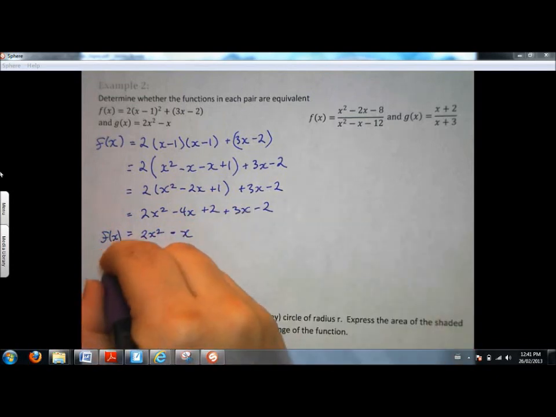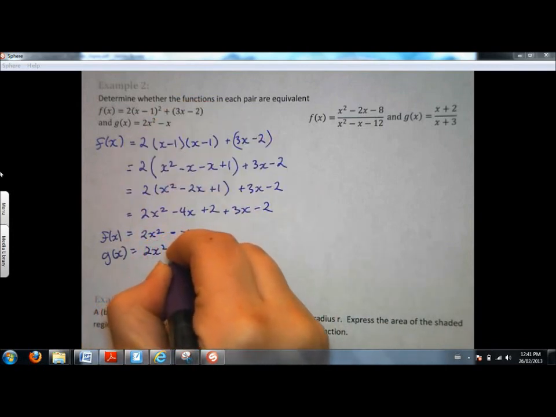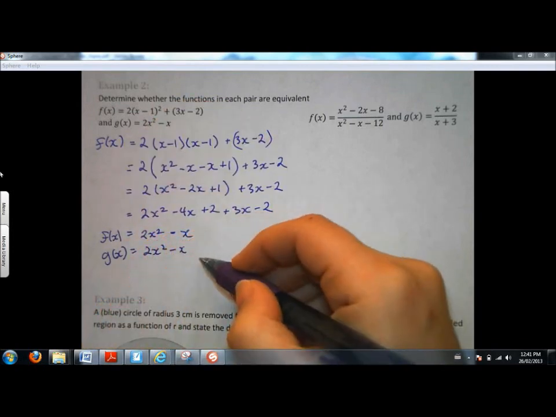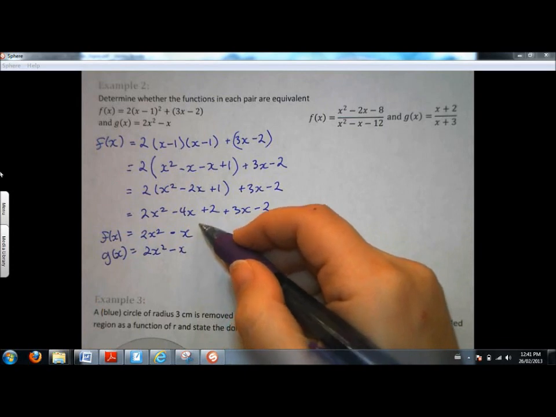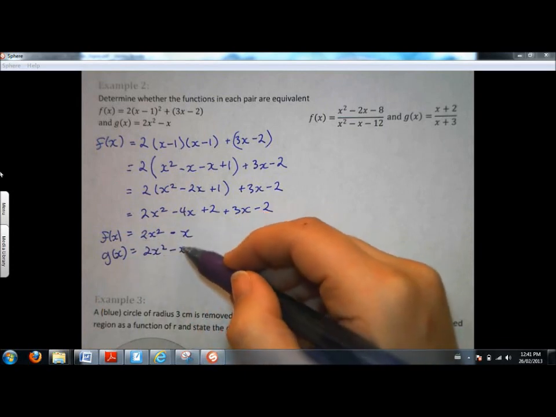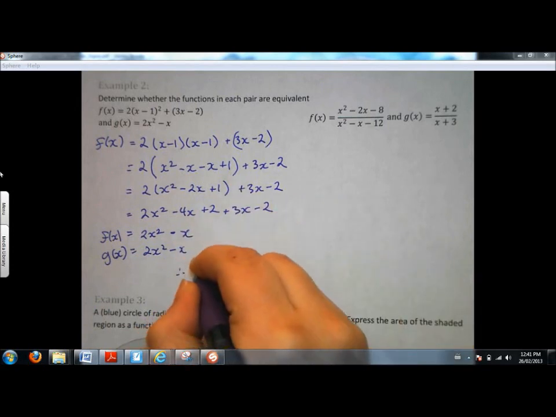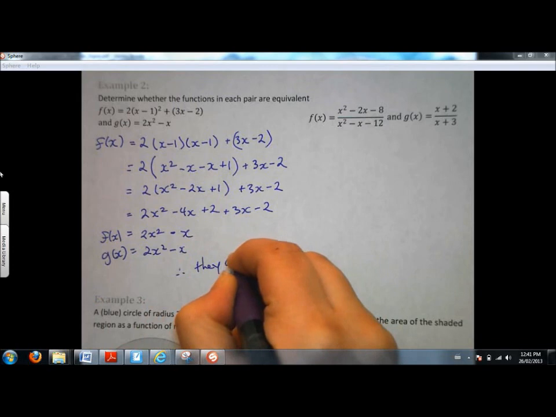What's g of x? What we're trying to compare it to. 2x squared minus x. So this is what I mean by compare algebraically. Are these two the same? Well, they've got the same coefficients in front of the x squared term. They've got the same coefficient in front of the x. All right. Therefore, they are equivalent.